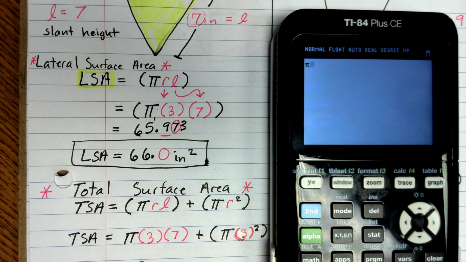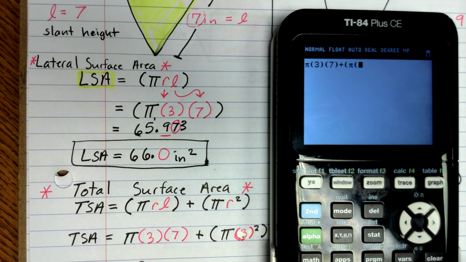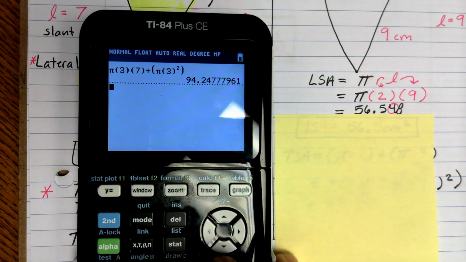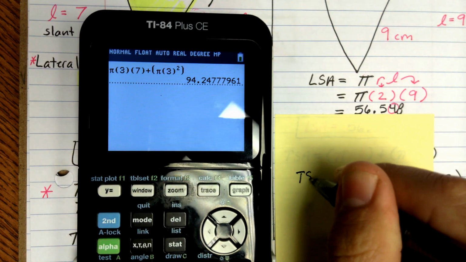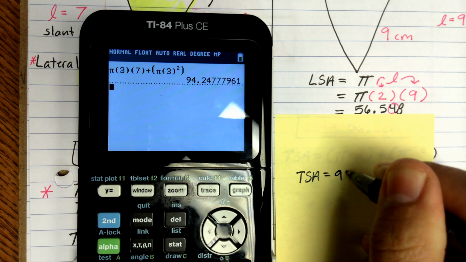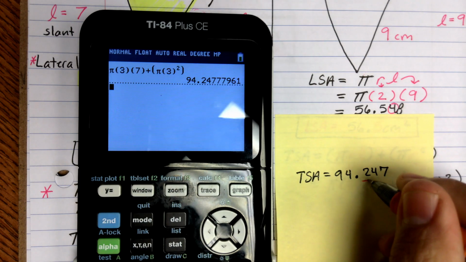And so we'll put in pi times the radius, which is 3, times the slant height, which is 7, plus parenthesis, and pi again, times the radius, which is 3, squared. And we get 94.247. I'm going to write that down real quick. So our TSA is equal to 94.247. And then we got to look and see, do we need to round it?